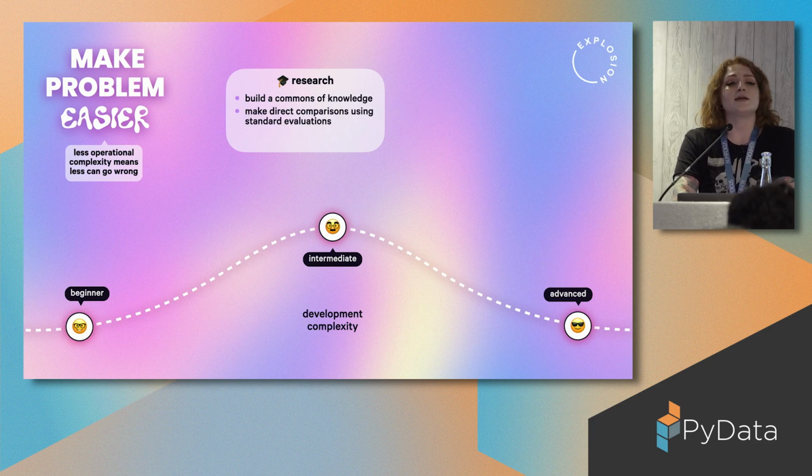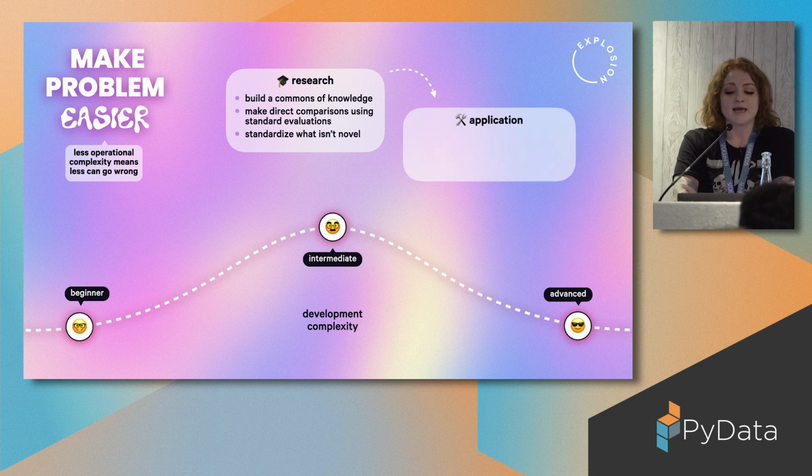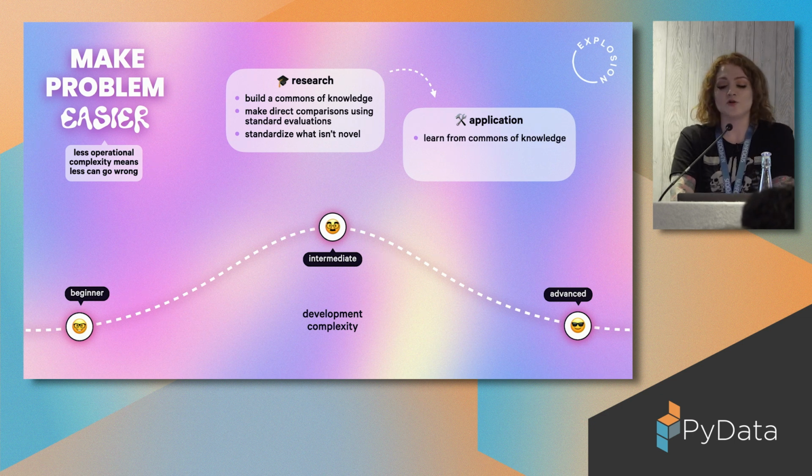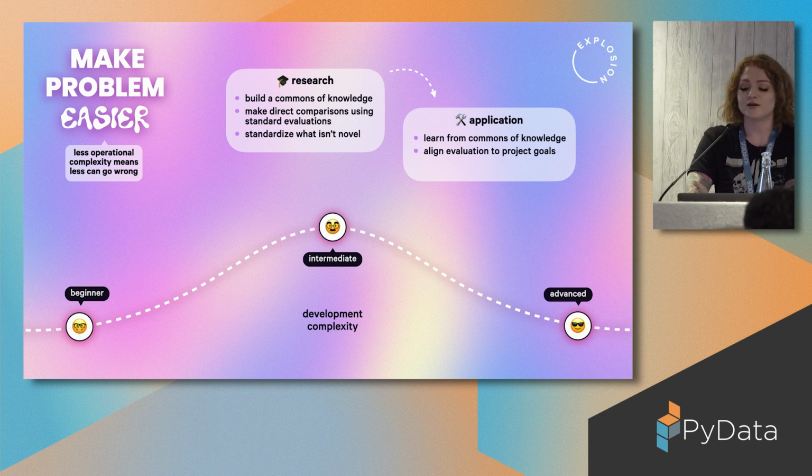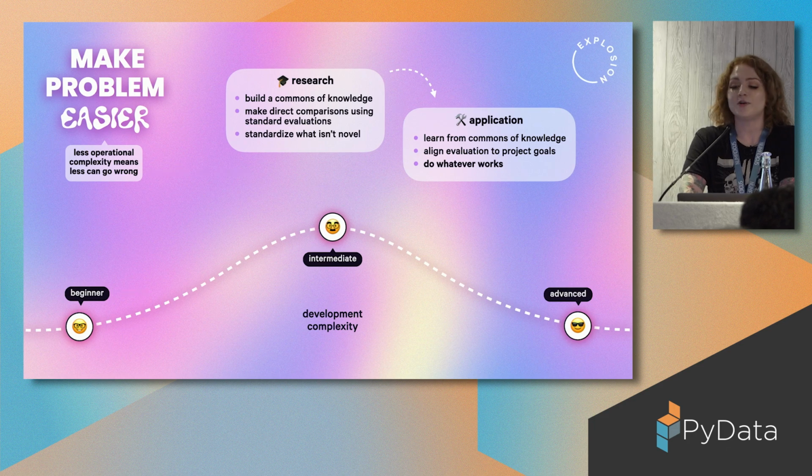And you're making direct comparisons using standard evaluations, and that also means that you standardize everything that isn't new. And you use the same benchmark data sets in order to test algorithms. Whereas in applied work, you learn from that commons of knowledge that comes out of research. And your evaluation is aligned to your project goals and how useful it is, rather than a number on a benchmark task. And you also just do whatever works. If it works, that's great.